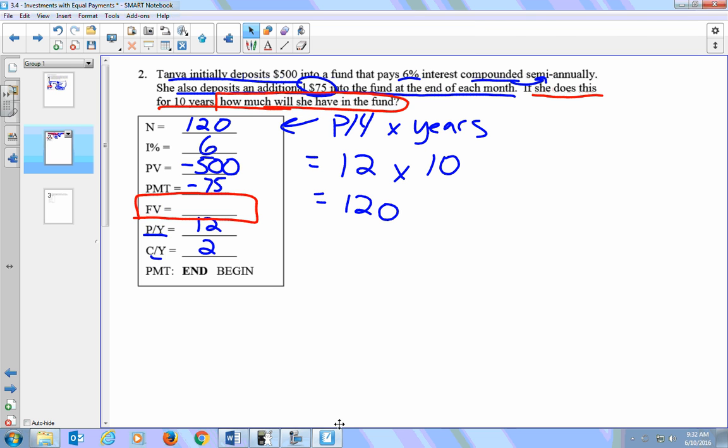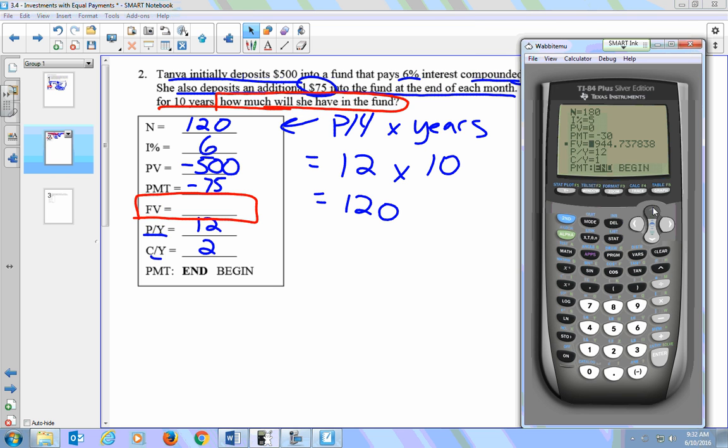So let's plug that into the TVM solver. So our N was 120. Our interest rate was 6. Our present value was negative 500, so we have to press our negative sign, negative 500. Our payment was 75, so we know, again, out of pocket, we paid negative, we put negative 75. Future value is what we're trying to solve, so we're going to skip over that. Payments per year is 12, so that's okay. Compounding periods per year is 2.